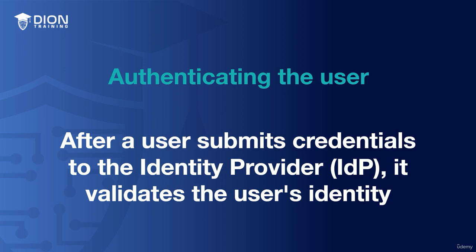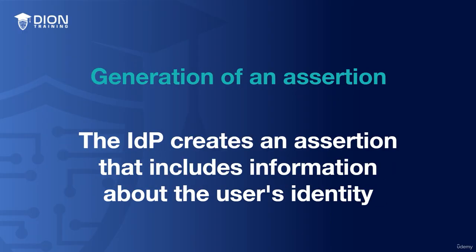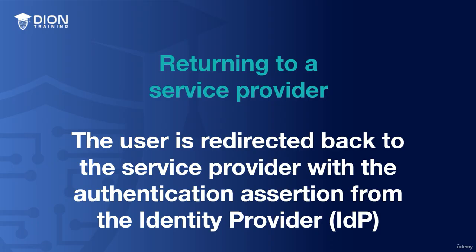Third, we have to authenticate the user. Once the user enters their credentials, such as their username or password, the identity provider will validate the user's identity, which serves as the authentication mechanism during their login activity. Fourth, we have the generation of an assertion. Once authenticated, the identity provider will create an assertion, usually a token that includes information about the user's identity, their authentication status, and possibly other attributes. This assertion is created in a standardized format depending on which protocol is being used, such as SAML or OpenID Connect.